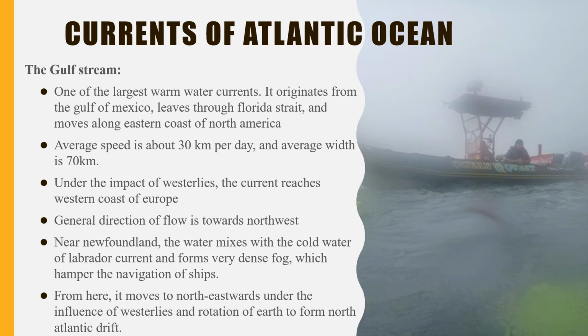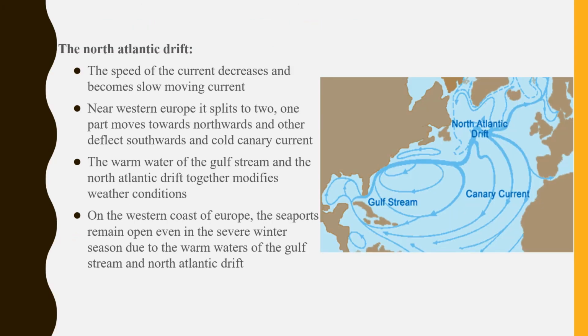From here it moves northeastwards under the influence of westerlies and the rotation of the earth to form the North Atlantic Drift. The speed of the current decreases and it becomes a slow moving current. Near western Europe, it splits into two. One part moves northwards and the other deflects southwards as the cold Canary current.